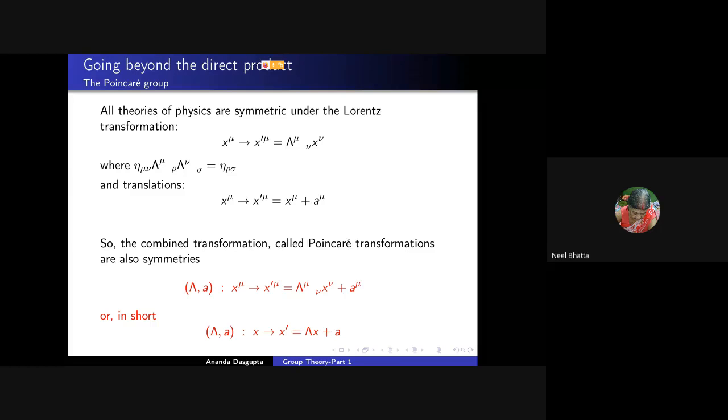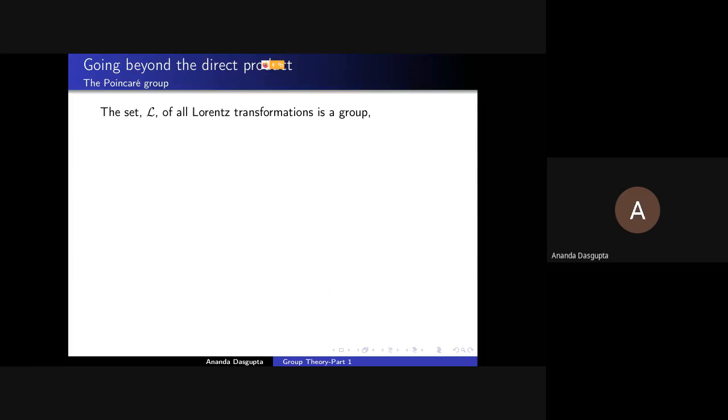Our notation lambda a stands for this one. That is x prime goes to lambda x plus a. But actually what you have pointed out right now is going to be very important. The importance comes in when we try to talk about two Poincare transformations, one after the other.